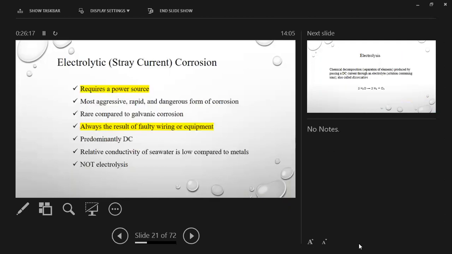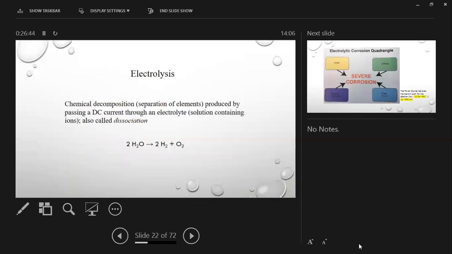Now, it said at the bottom, it's not electrolysis. You still hear that all the time. One of these books actually shows a propeller, I think, a prop that has been eaten up by galvanic corrosion, and it calls it electrolysis. It's not electrolysis. So I'll define electrolysis.